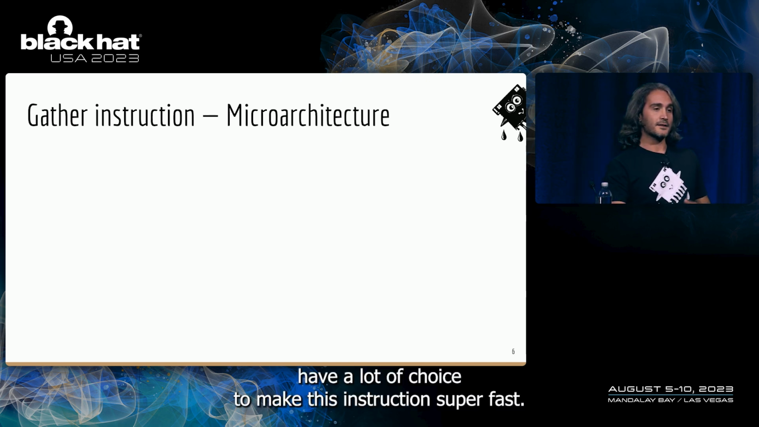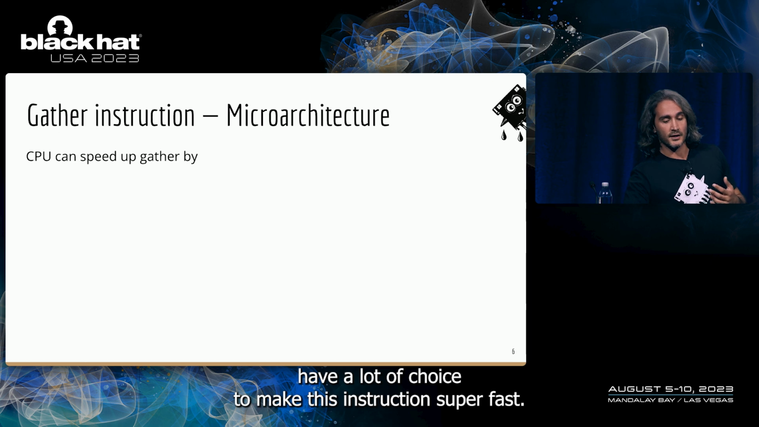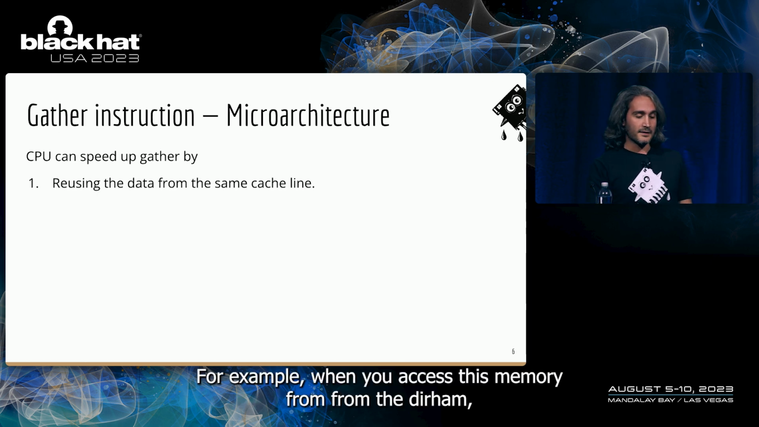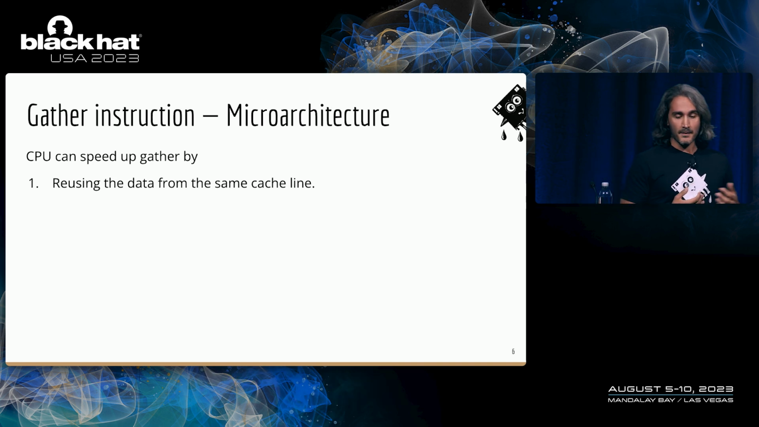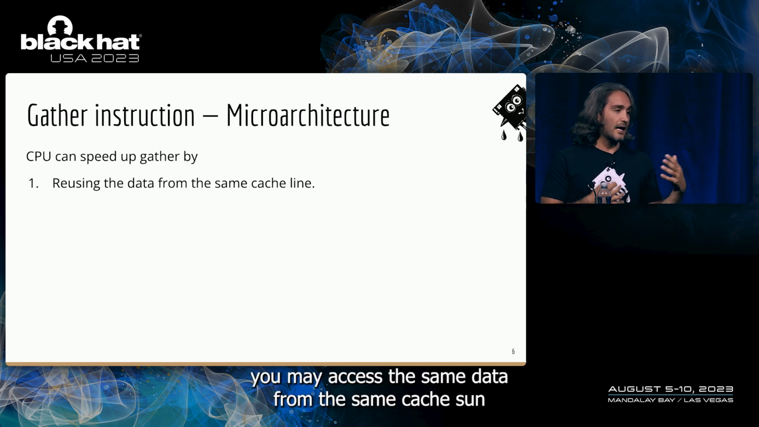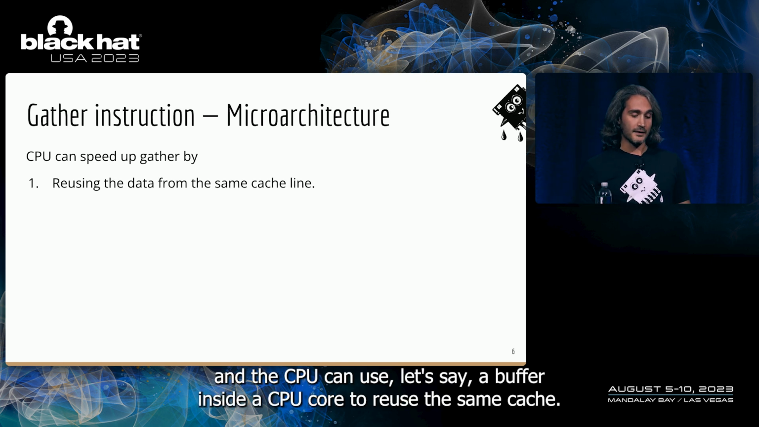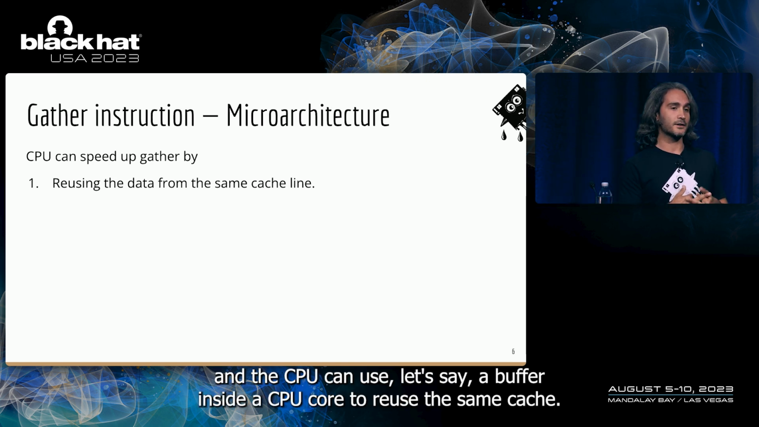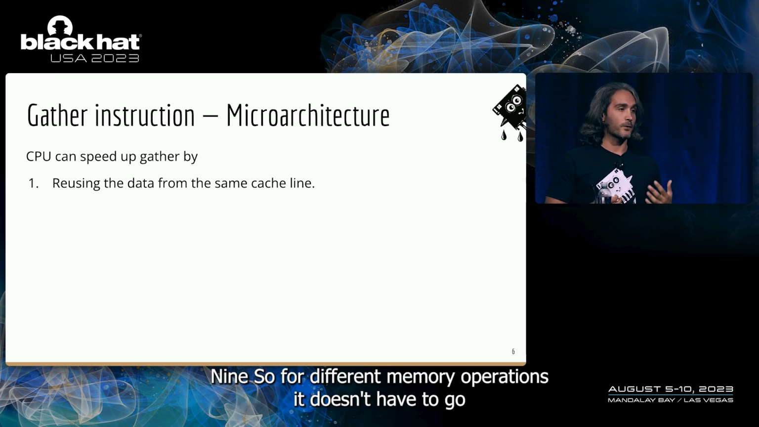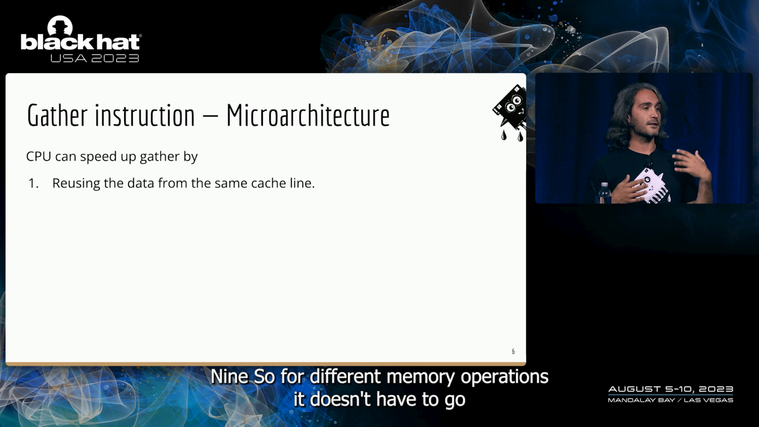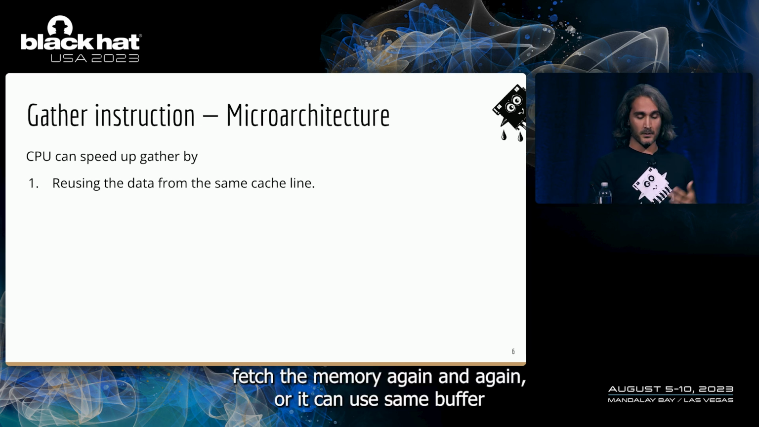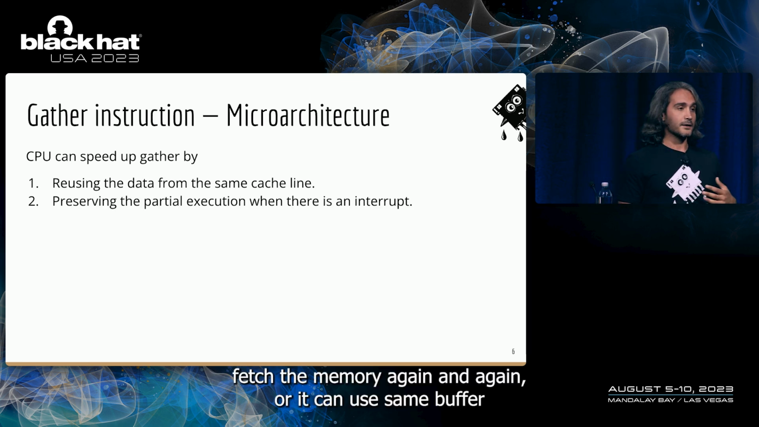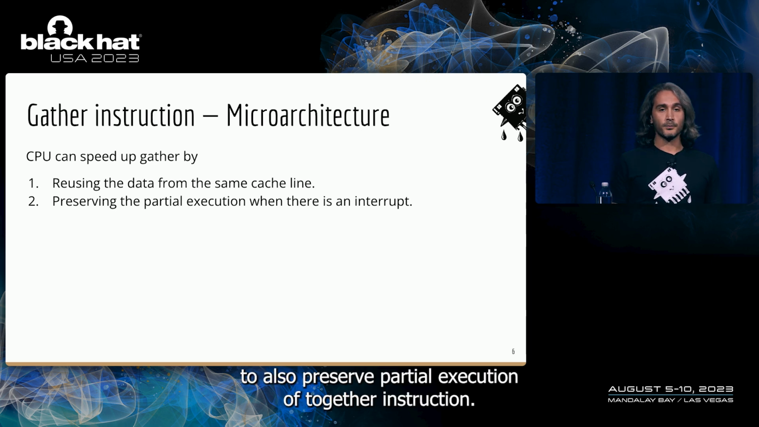But CPU designers have a lot of choices to make this instruction super fast. For example, when you access memory from the DRAM, you may access the same data from the same cache line. The CPU can use, let's say, a buffer inside the CPU core to reuse the same cache line, so for different memory operations it doesn't have to go fetch the memory again and again. Or it can use the same buffer to also preserve partial execution of the gather instruction.